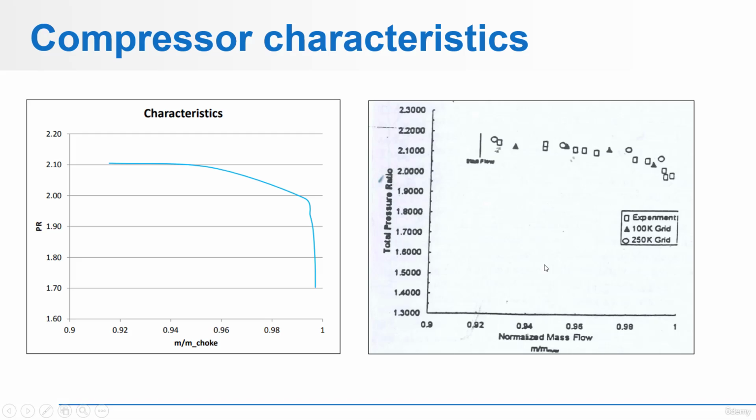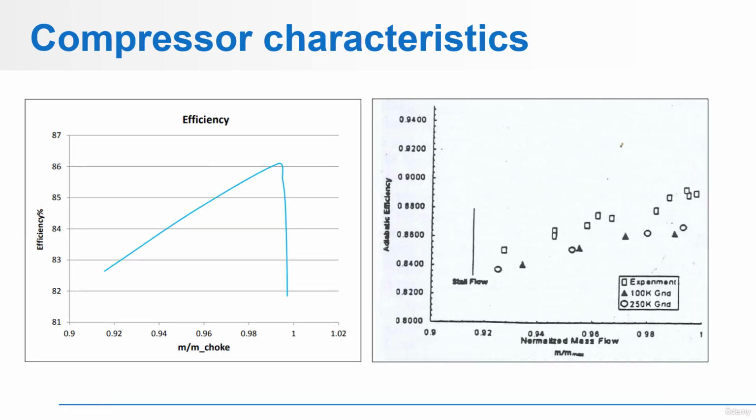This is the mass flow versus pressure ratio plot. The left side is the analysis result and right side is the experimental results. This is the efficiency plot. Here efficiency is plotted with respect to mass flow rate, and here in the right side we can see the experimental results. Now we shall go to Workbench and see how to set up this parametric analysis case.